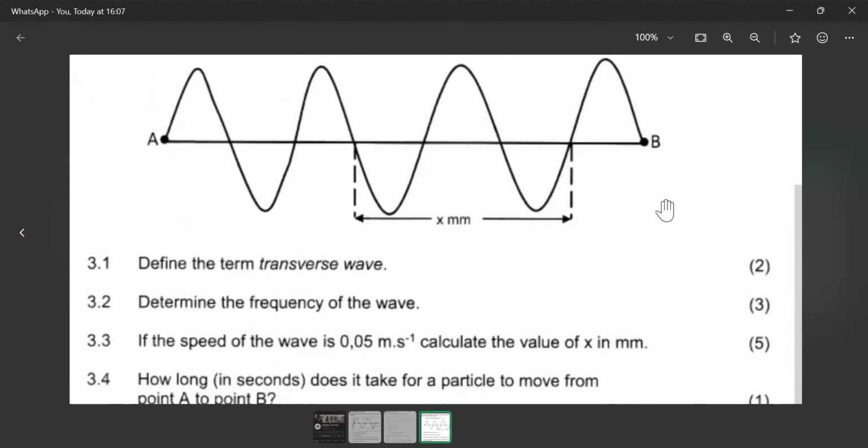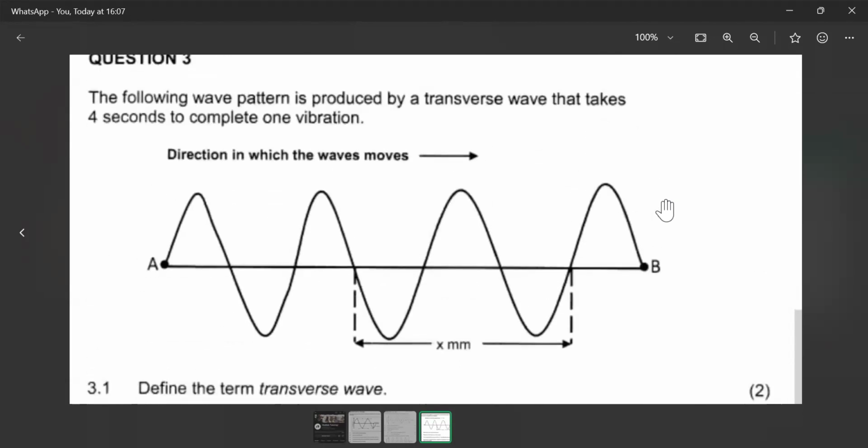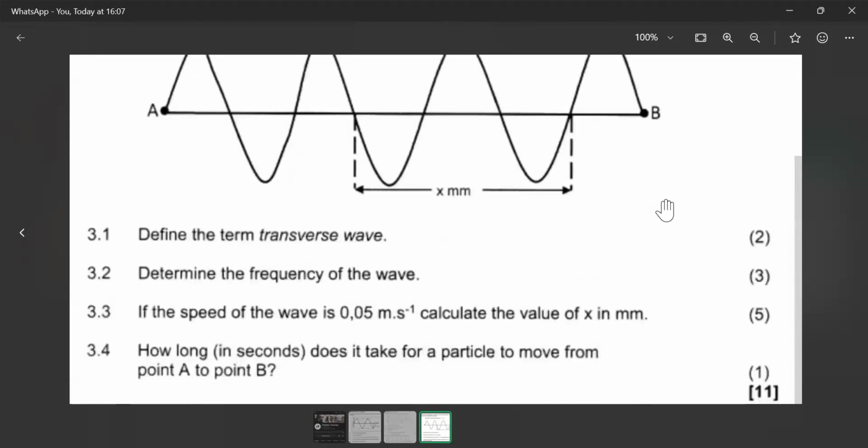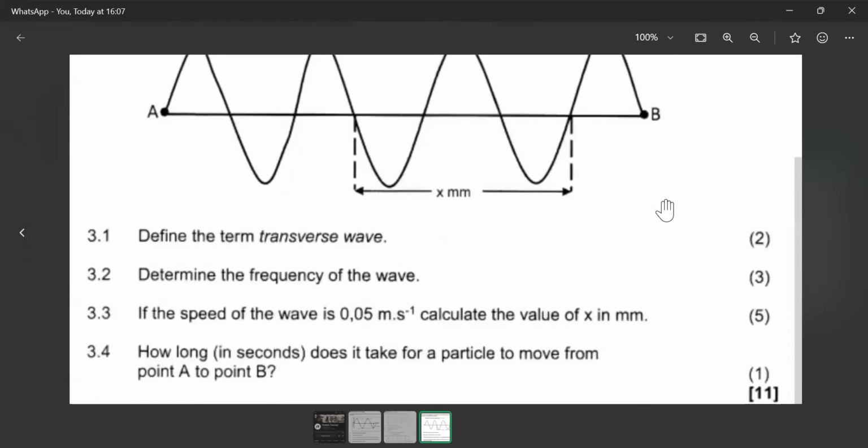Then the first question says, define the term transverse wave. And the next one says, please determine the frequency. So it's very easy to find the frequency because we know the period. Then the next one says, if the speed of the wave is 0.05 meters per second, then calculate the value of x and find it in millimeters.